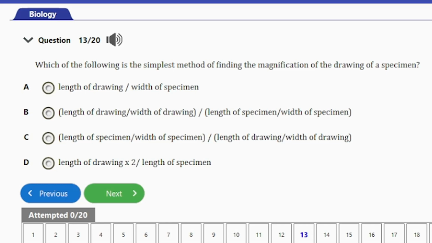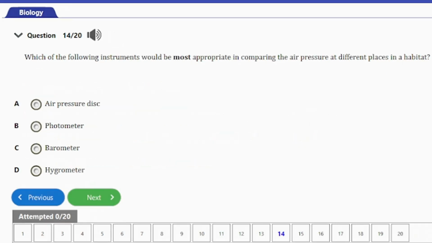So guys, magnification is usually length of drawing over width of drawing, all over length of specimen over width of specimen. And that's it for this question, and that's option B here, guys. Let's consider the next question.